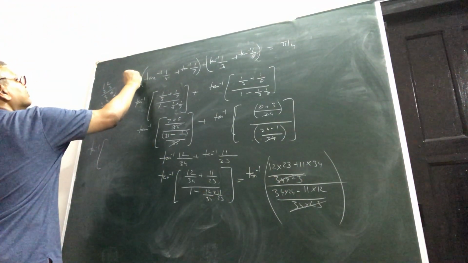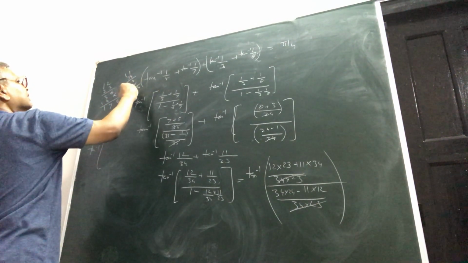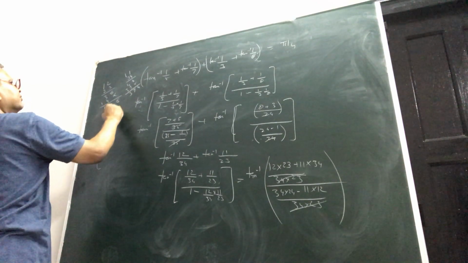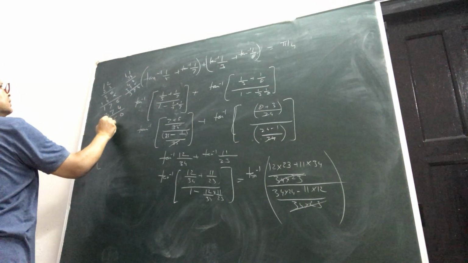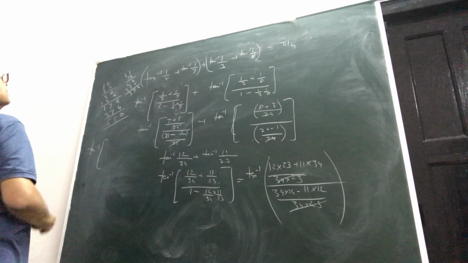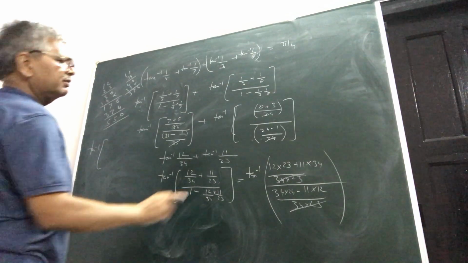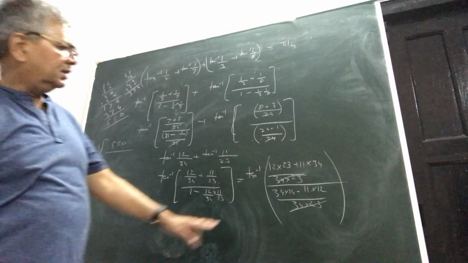11 into 34, 4, 4, 3, 3, so 4, 3, 7, 3. Add 374 here, 6, 4, 10, 7, 15, 3, 4, 5. Yes, I think it's okay. So the numerator will fetch you what? 550. And let us see what the denominator has to say.